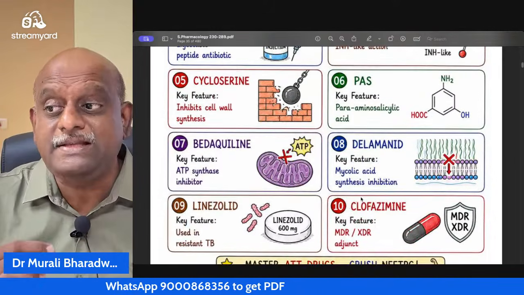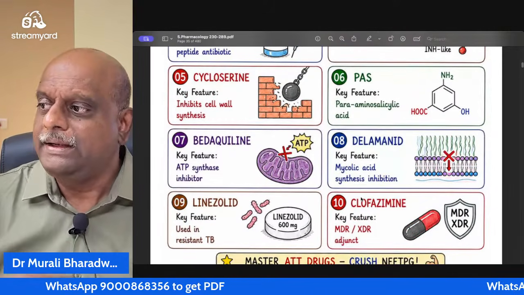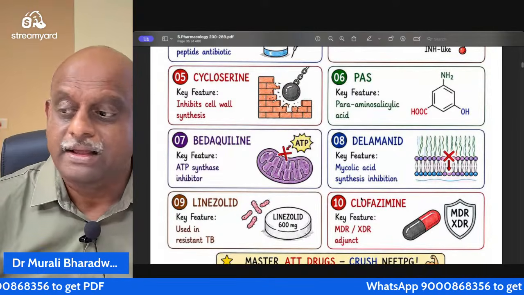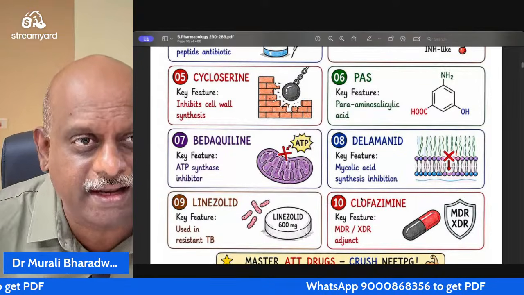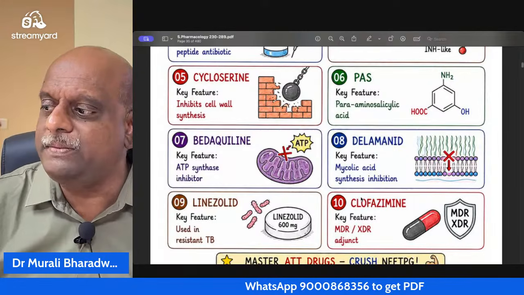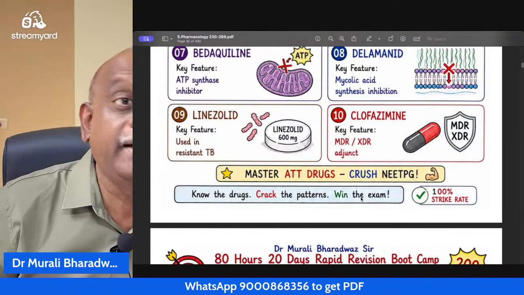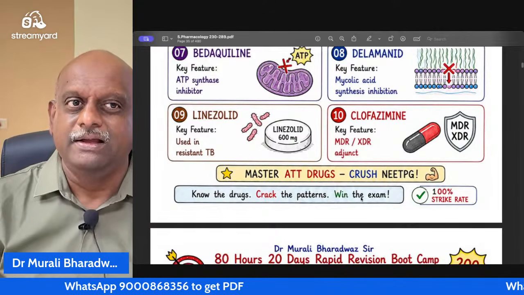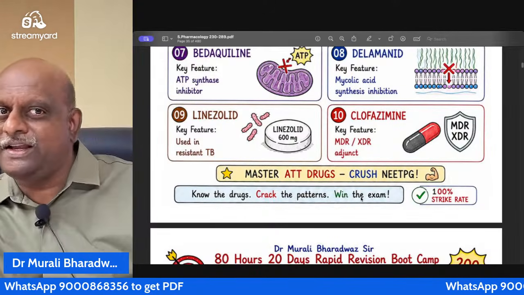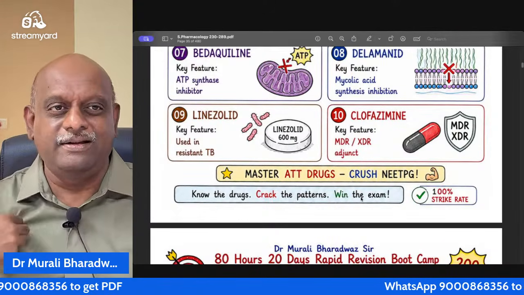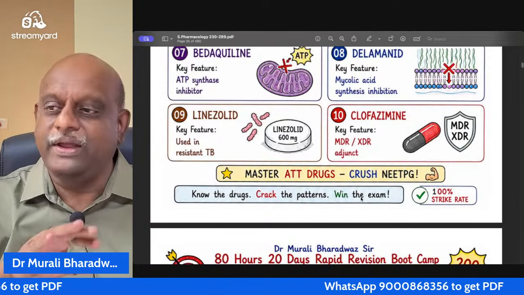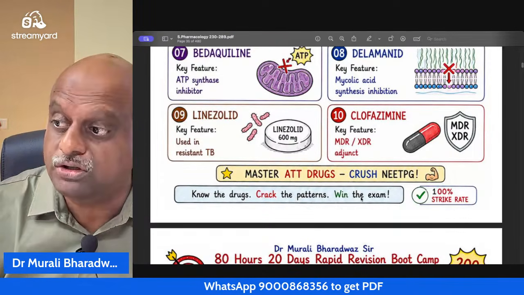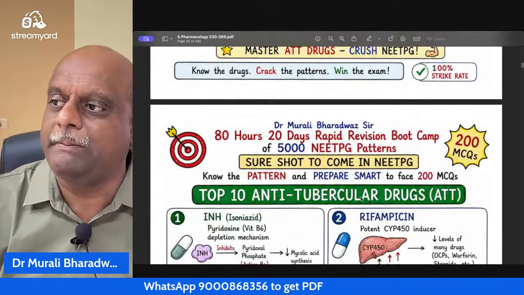It is an ATP synthase inhibitor. Delamanid is a mycolic acid synthesis inhibitor. Linezolid is used in resistant TB. And clofazimine is used in MDR and XDR TB. Just like large, XL, XXL in your shirts, you have MDR, XDR. There we use clofazimine also, is what you need to remember.